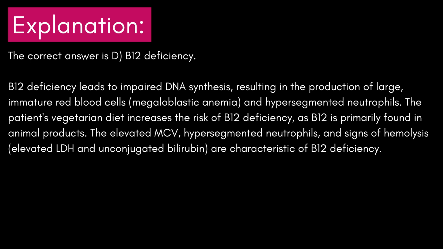B12 (cobalamin) deficiency leads to impaired DNA synthesis, resulting in production of large immature red blood cells, megaloblastic anemia, and hypersegmented neutrophils. The patient's vegetarian diet increases the risk of B12 deficiency, as B12 is primarily found in animal products. The elevated mean corpuscular volume, hypersegmented neutrophils, and signs of hemolysis (elevated LDH and unconjugated bilirubin) are characteristic of B12 deficiency. All right, let's go ahead and see why the other answer choices are incorrect.